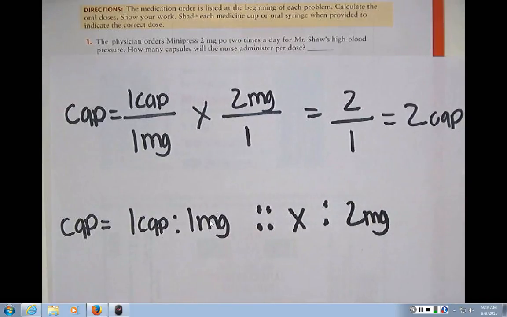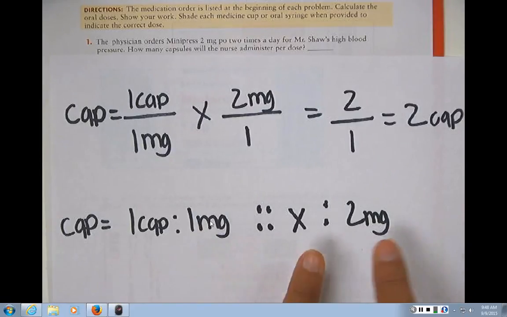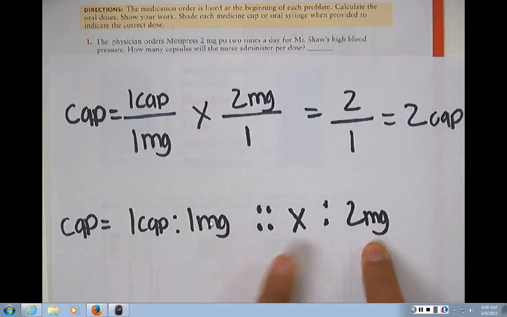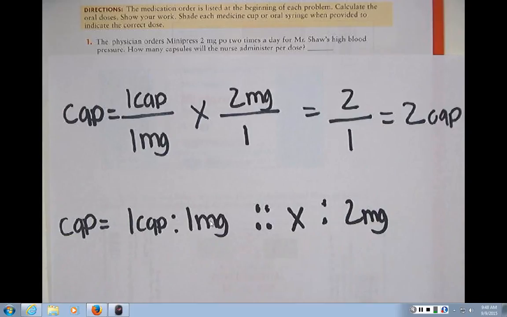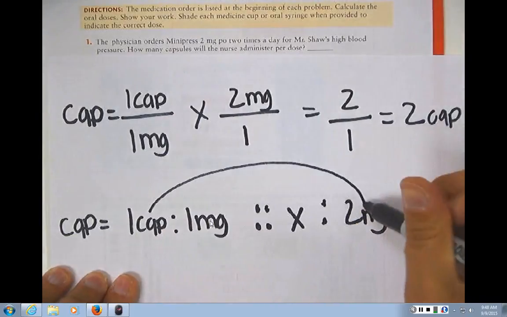So here's your proportion, how you set it up. I set up my dose on hand, and I set up my dose that was ordered. Now you're going to multiply your outers and then your inners. So I'm going to multiply the 1 by the 2, my outers.